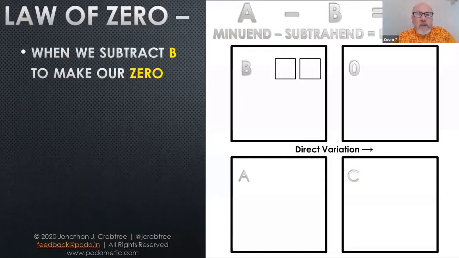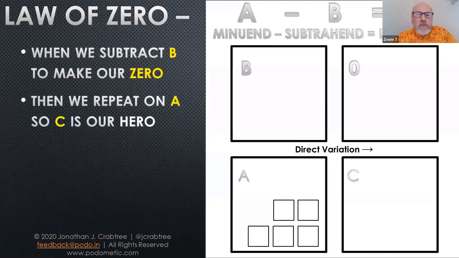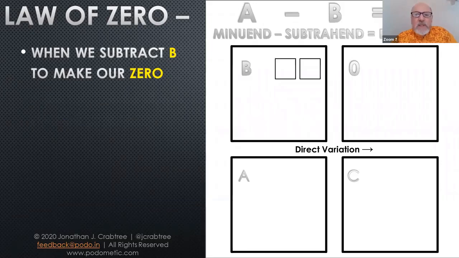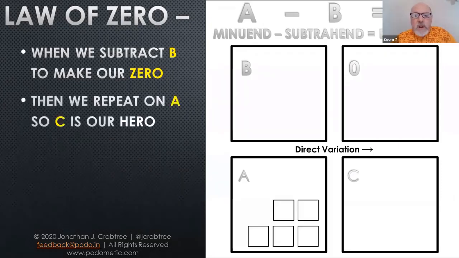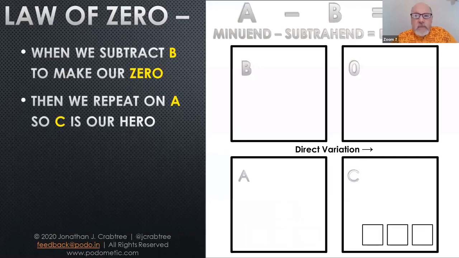So here's the law of 0 for subtraction, again, on the chart for direct variation. When we subtract B to make our 0, then we repeat on A, so C is our hero. We had 2 for B, which is our subtrahend, as you can see from the key at the top. So as B goes from 2 to 0, A has to go from 5 to 3.